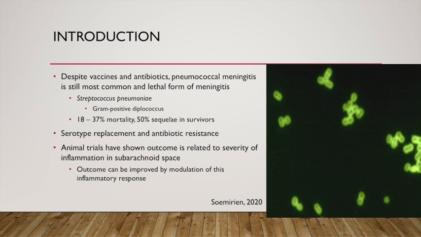Bacterial meningitis is a bacterial infection of the meninges, which are the three layers that line our brains. Despite vaccines and antibiotics, pneumococcal meningitis is still the most common and lethal form of meningitis. It is caused by the bacteria Streptococcus pneumoniae, which we can see out here to the right. They are a gram-positive diplococcus, which means they come in sets of two, basically two pairs of spheres, as you can see out here to the right.